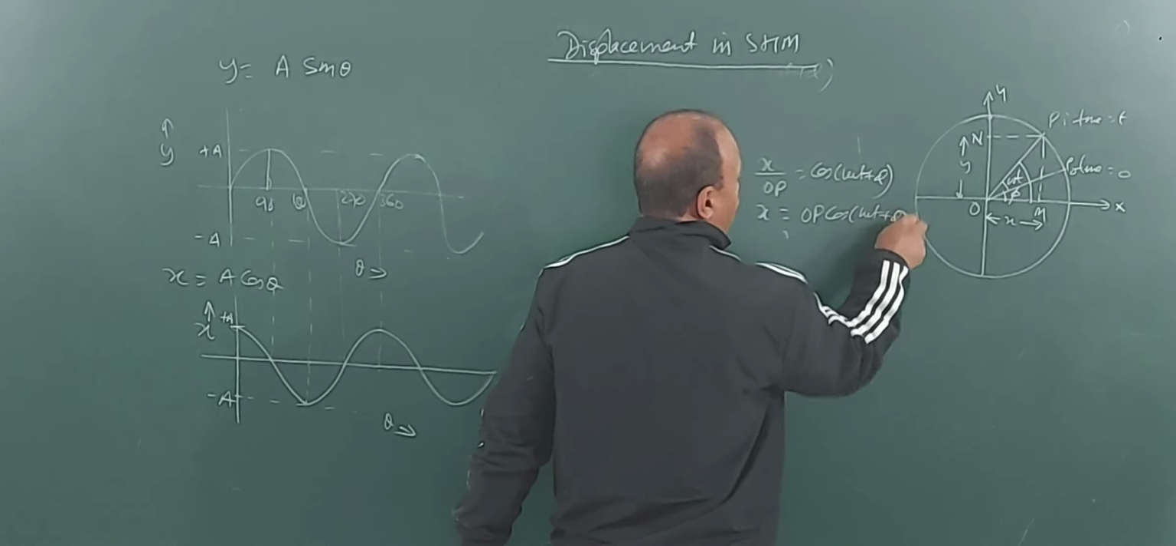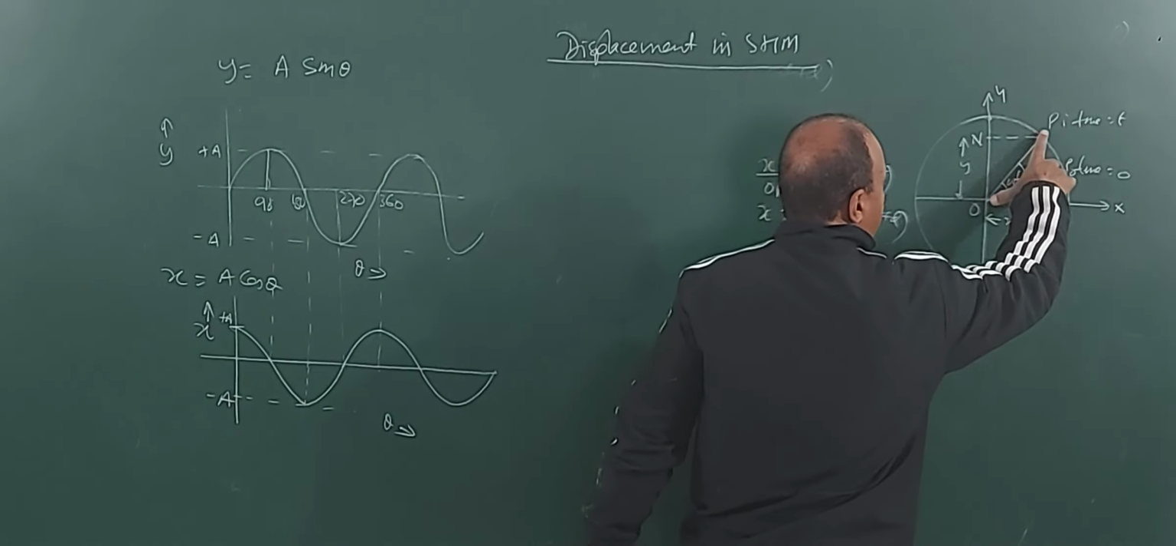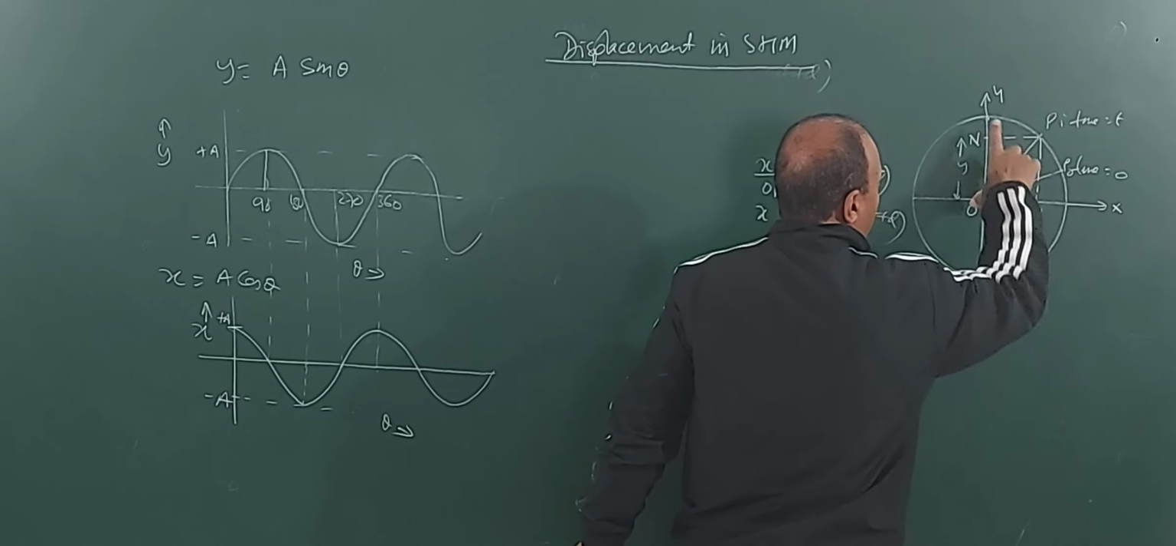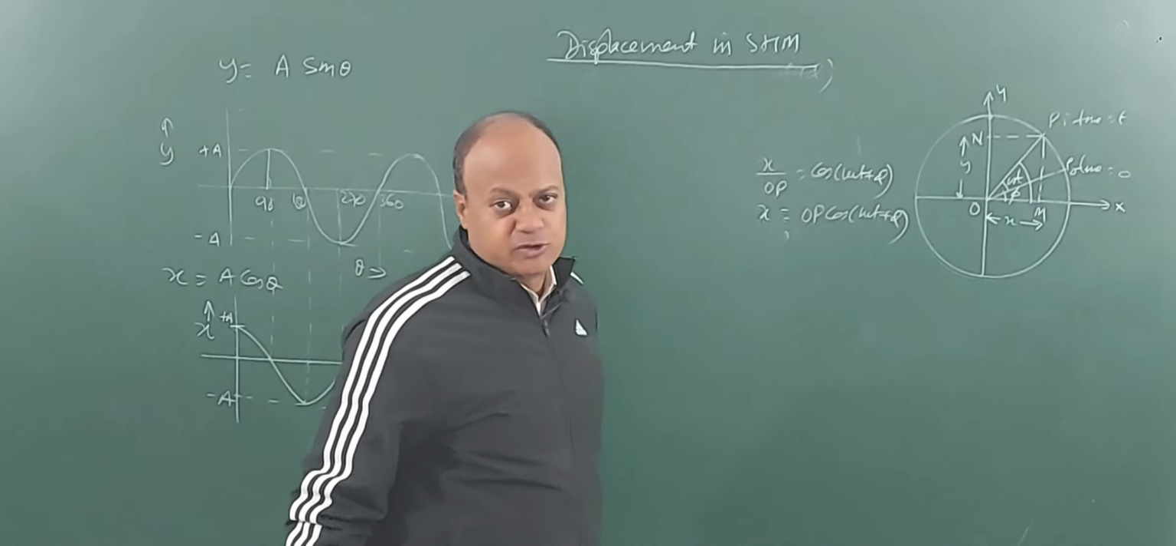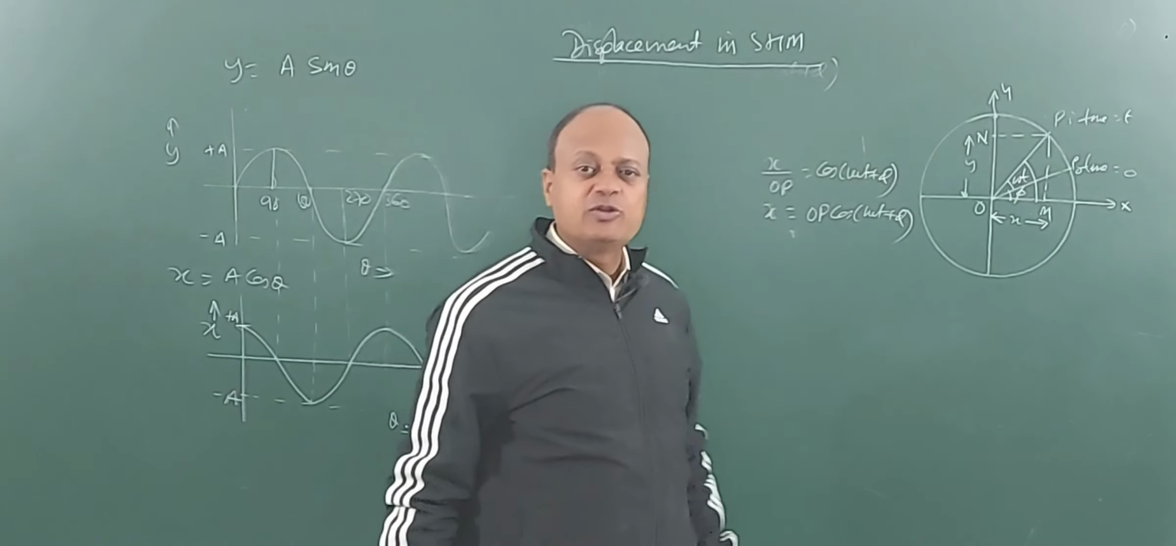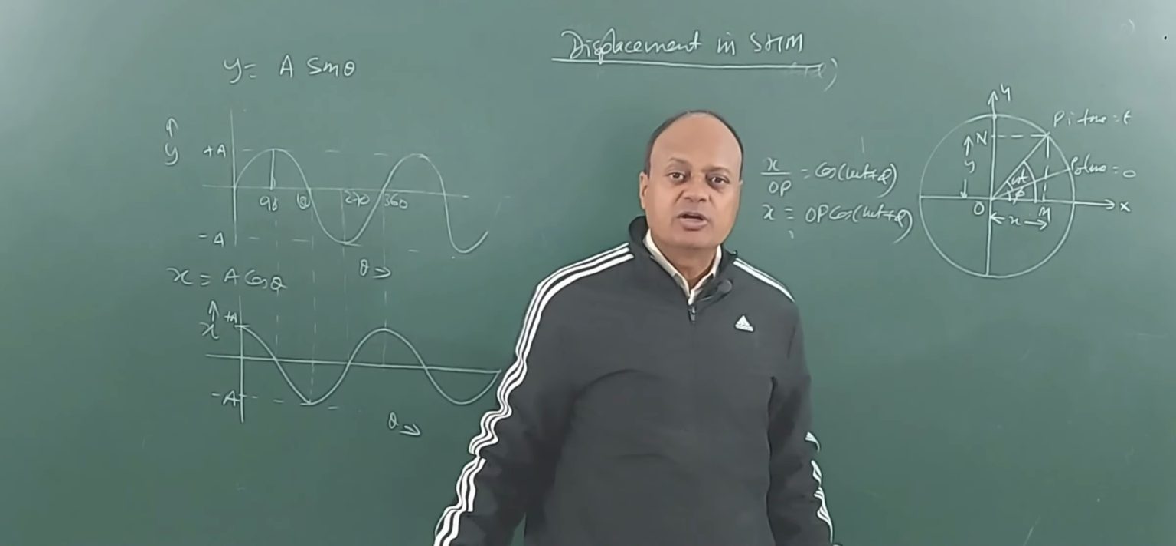And children, how much is OP? This distance OP will be same as this distance or as this distance. So OP will be the amplitude. And what is the amplitude? The maximum displacement from mean position is called amplitude.